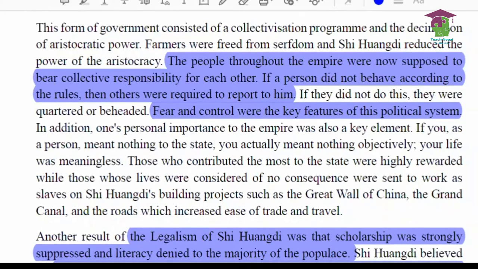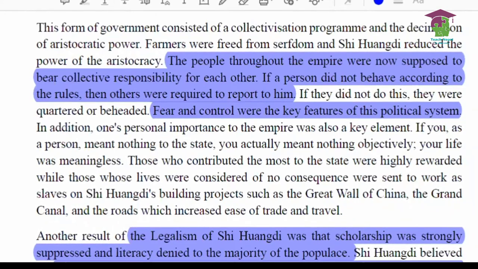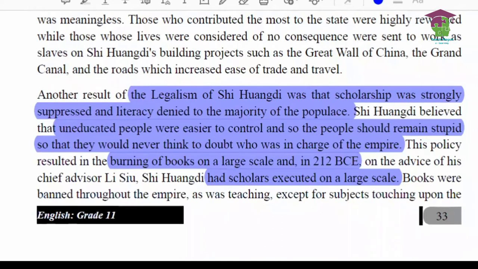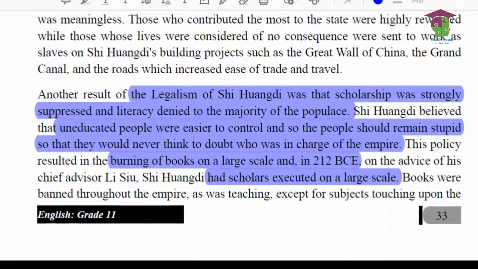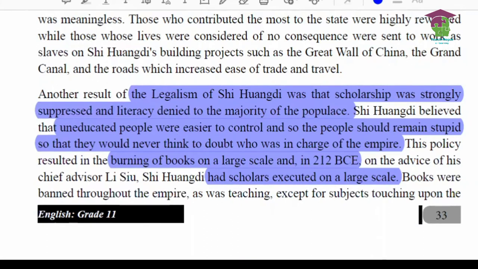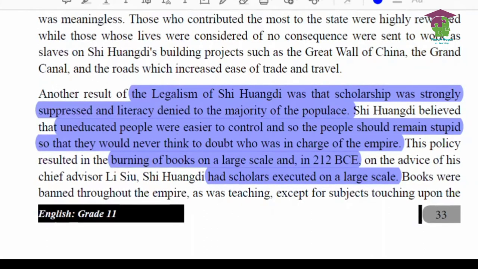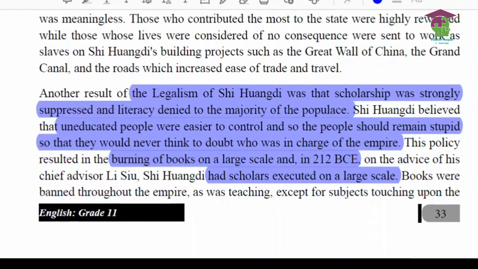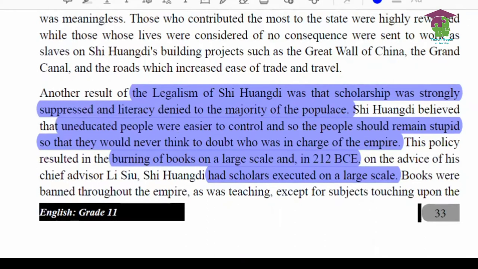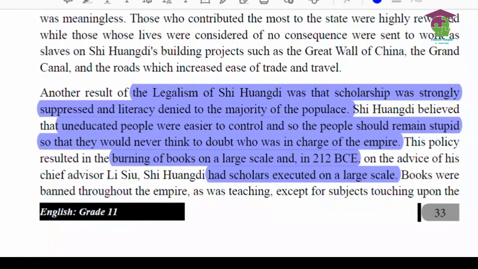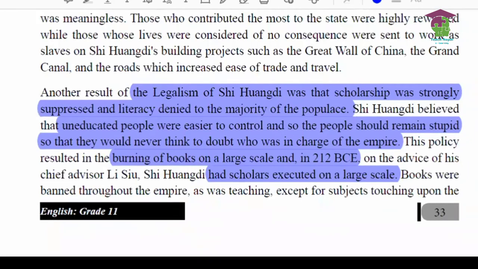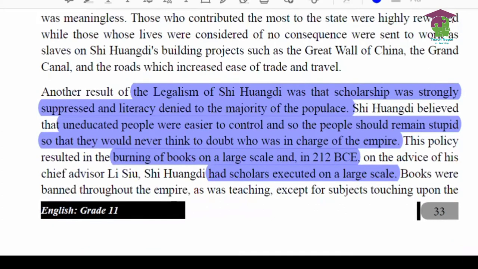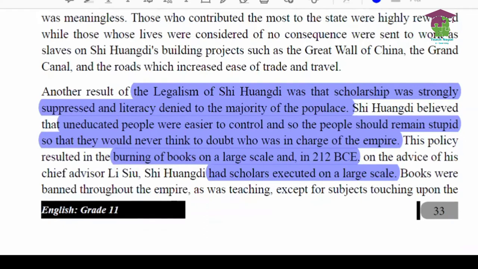Another result of legalism under Si Hung Dei was that scholarship was strongly suppressed and literacy denied to the majority of the populace, meaning they suppressed reading, writing and education, because they believed that uneducated people were easy to control and so the people should remain stupid, so that they would never think to doubt who was in charge of the empire. They burned the books there and executed the scholars.